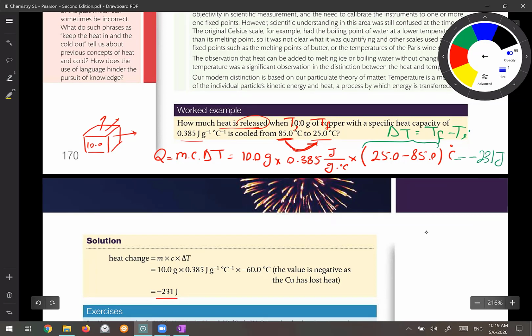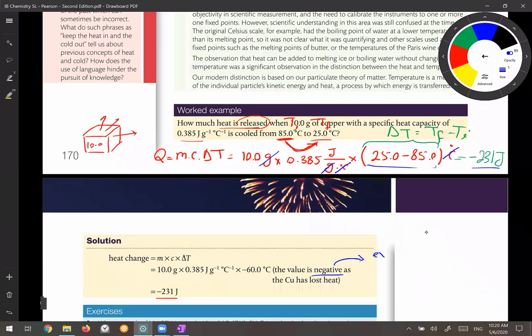You can see that this degree centigrade cancels this degree centigrade here. This gram cancels this gram here. So only the joule remains here, and the sign is negative. Again, the negative value emphasizes that this process was exothermic. So pay attention to the signs and how you write the final temperature and initial temperature here, because it's very important. It can change your answer.